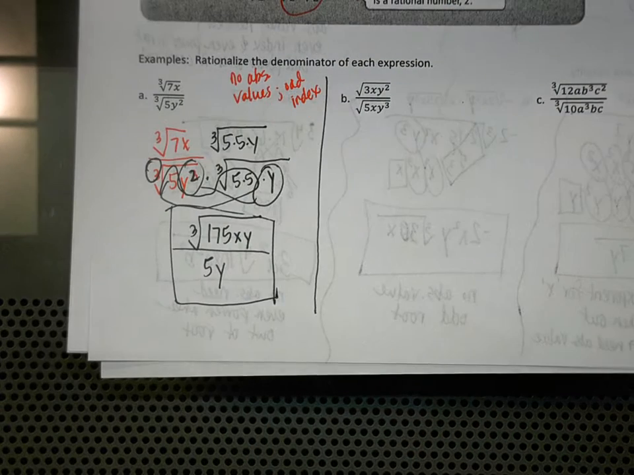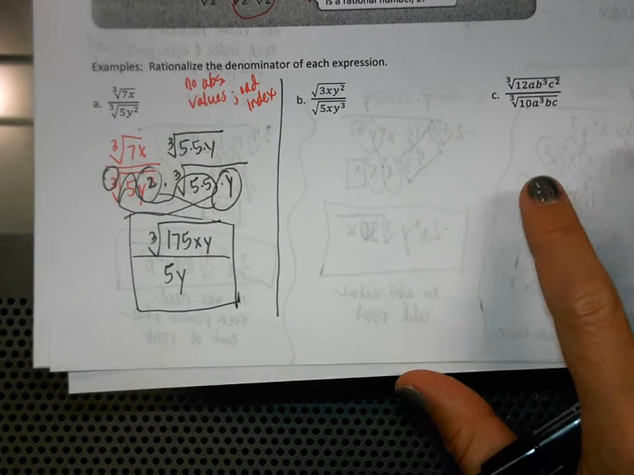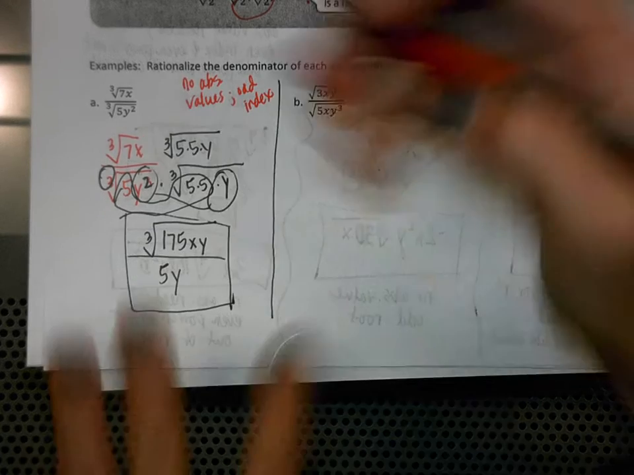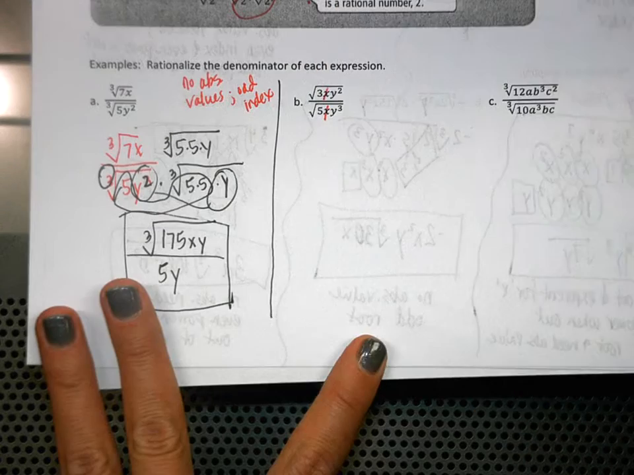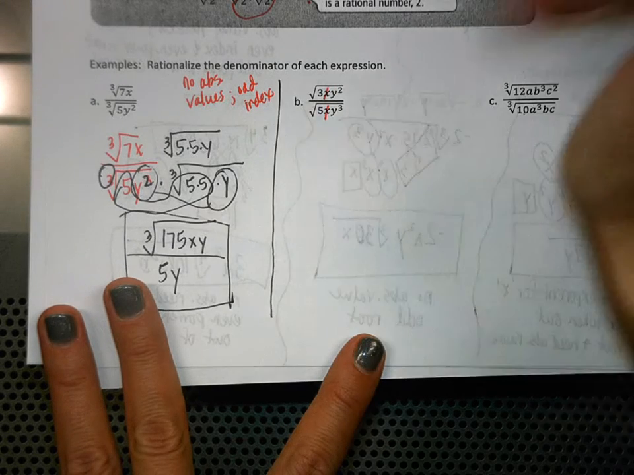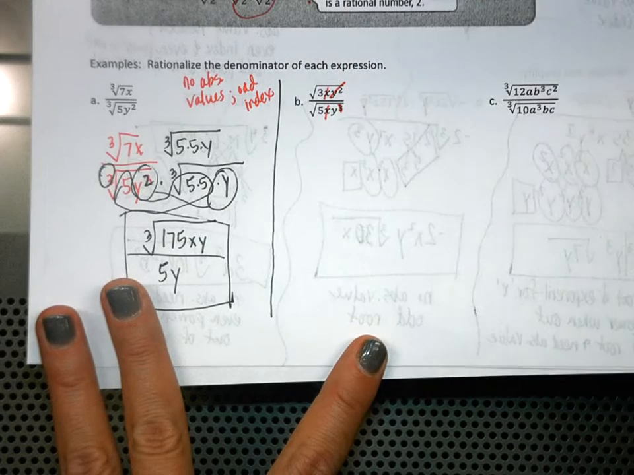Ask questions. Any questions at all? No? Okay. So B. Is there anything we noticed that could reduce first? Okay, good. X is canceled. There's 1 and 1, we cancel them out. And then what happens with the y's? Good. These 2 are canceled and we're just left with a y in the denominator.